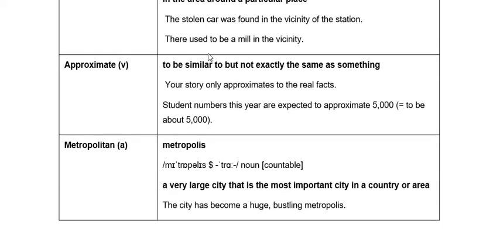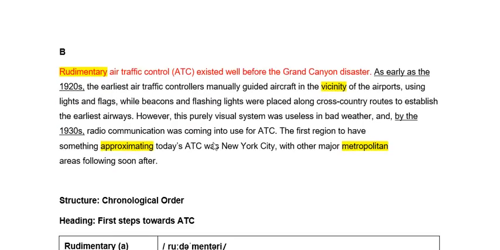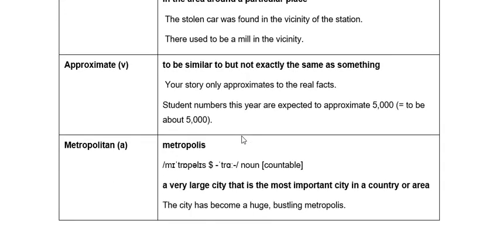The next word on the list is approximate. Approximate here is a verb, it's not an adjective like we often use. Approximate here is to be similar to, but not exactly the same as something. You can see here the word approximate. The first region to have something approximating today's ATC was New York City. Okay, so to have something that is similar to today's ATC was New York City. We have some examples here.